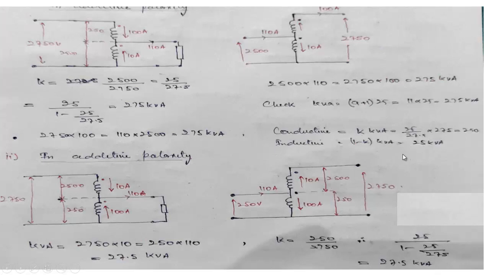So inductive will be 25, conductive will be total power minus the inductive, that is 275 minus 25, equal to 250 kVA. For this case, inductive will again be equal to this 25. You can see 2500 into 10, this is 25 kVA. Here also 250 into 100, it will be equal to 25 kVA. So what will be conductive? Conductive will be total power, that is 27.5, minus 25, it is 2.5 kVA. Here conduction power has reduced because K here is very less.